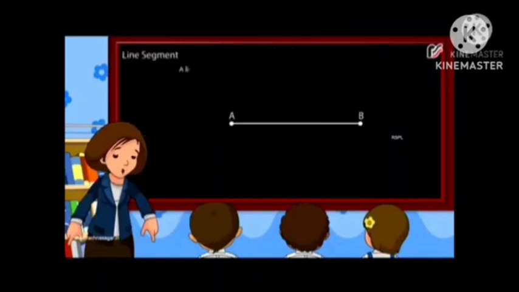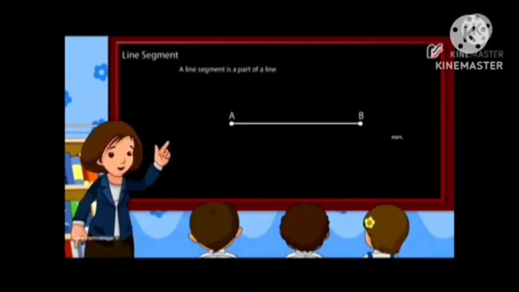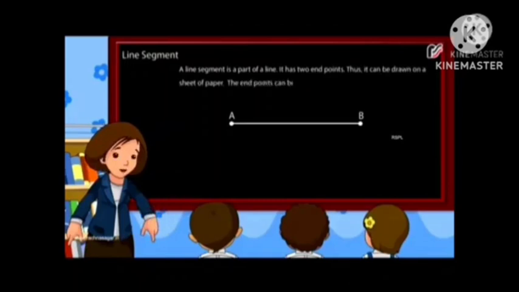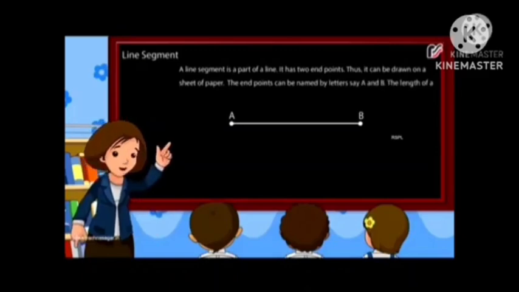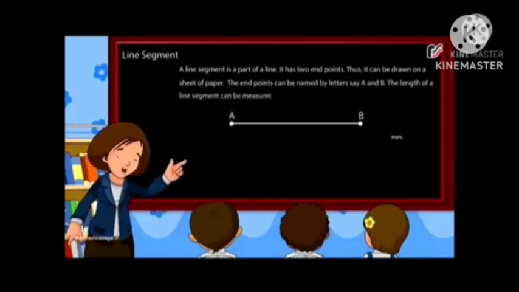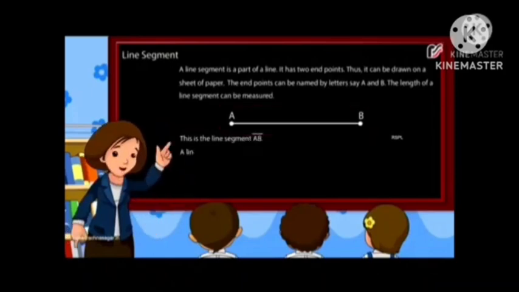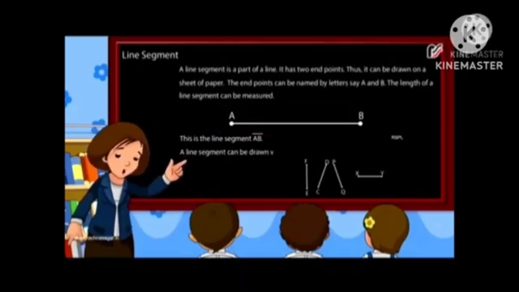Line segment. A line segment is a part of a line. It has two endpoints, thus it can be drawn on a sheet of paper. The endpoints can be named by letters, say A and B. The length of a line segment can be measured. This is the line segment AB. A line segment can be drawn vertically, horizontally, or slanting.